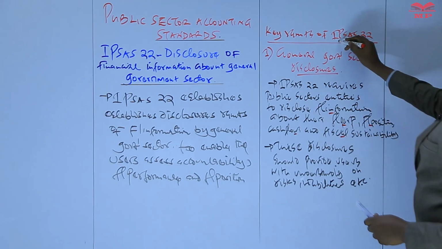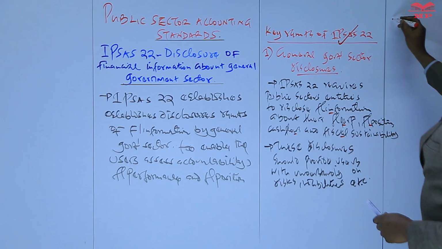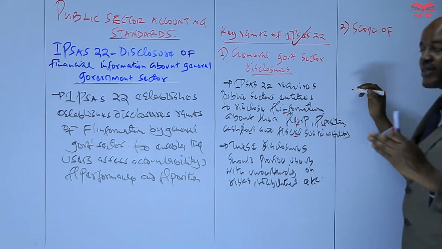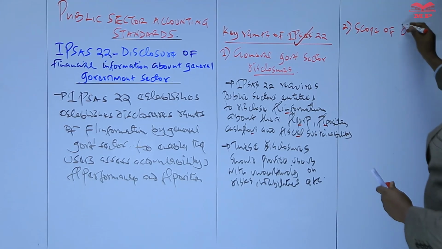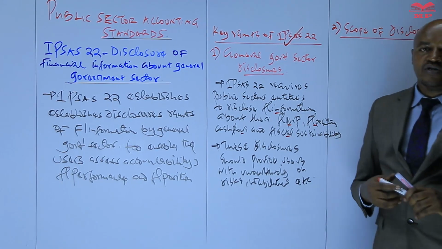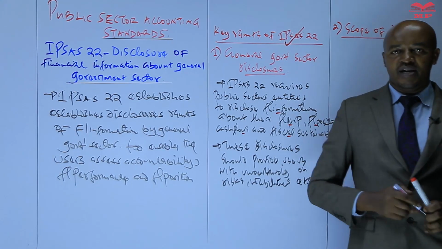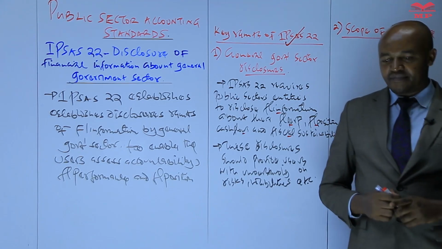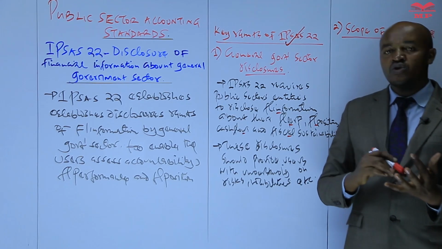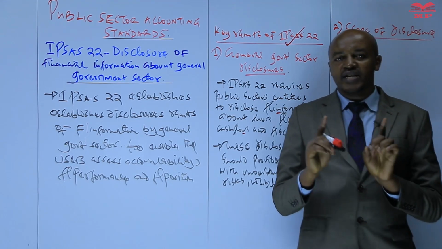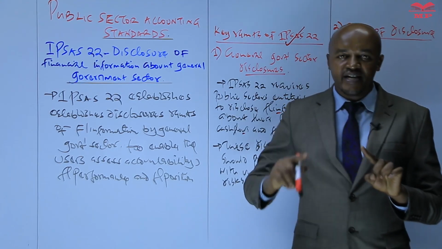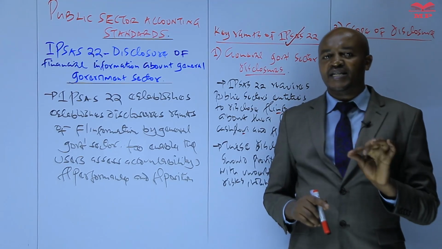Then we can proceed and look at the other requirement of IPSAS 22, and that is the scope of the disclosure. In this case, we'll talk about the scope of the disclosure. Basically, we are talking of those particular entities which need to adhere to this particular standard, and also the information to be disclosed by the public sector entities.